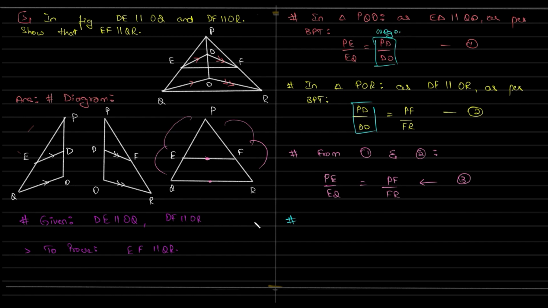And thus we can conclude that in triangle PQR, as per equation 3 and converse of BPT, we can conclude EF is parallel to QR. Hence proved. That's it. So we can pause and have a look at the answer.